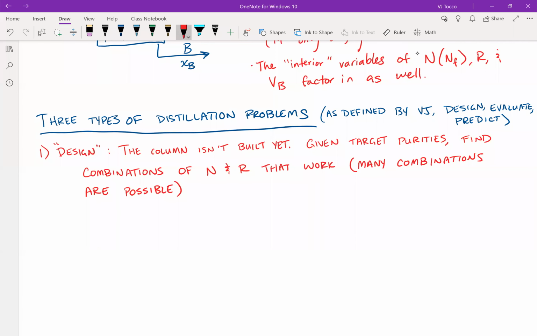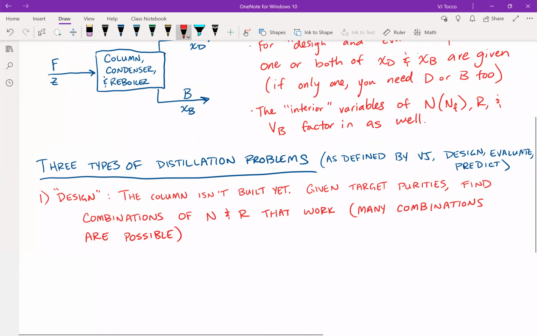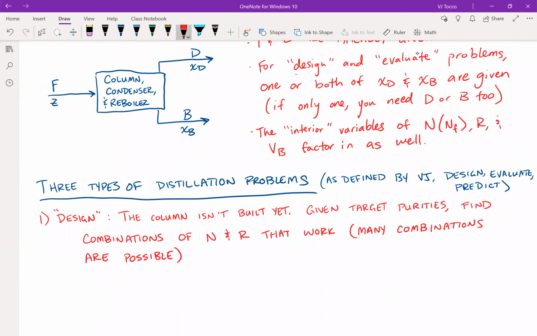Starting with the first type, the design type problem. This is for situations where the column isn't built yet, and you have to, as the name describes, design it as the chemical engineer. With this in mind, you usually have some target purities. So this is what I was saying above for design and evaluate type problems. You'll either have one target purity and a flow rate, or both target purities. And your job is to find the combinations of N and R that work. Also note that design type problems may be underspecified.